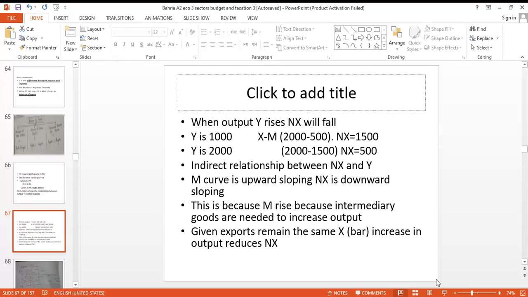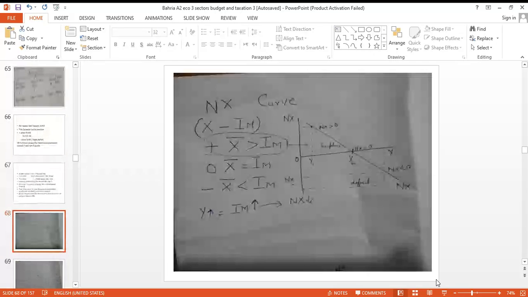So there is a negative relationship between income and net exports. There's an inverse relationship. This curve will be a downward sloping curve. Also, when your income goes up, you need to do more production. You need to import some intermediary goods. So that will also lead to an increase in imports. All said and done, an increase in income is going to lead to a decrease in net exports, and your graph is going to look something like this.